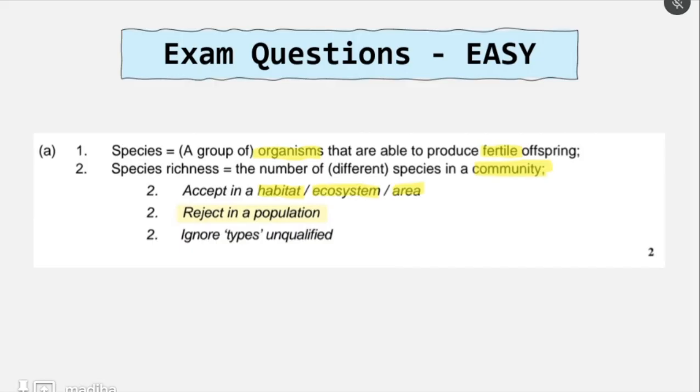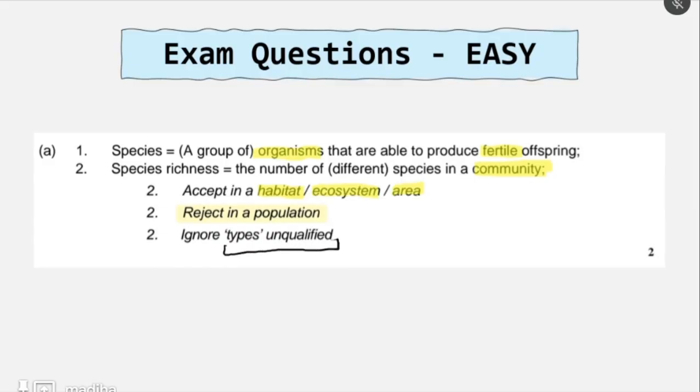Because if you remember from the beginning, a population is a group of organisms of the same species in a given area. So it doesn't make sense that species richness is about the different species within a population, because a population only has one species. So if you wrote population, you would have that rejected. And then ignore types unqualified.